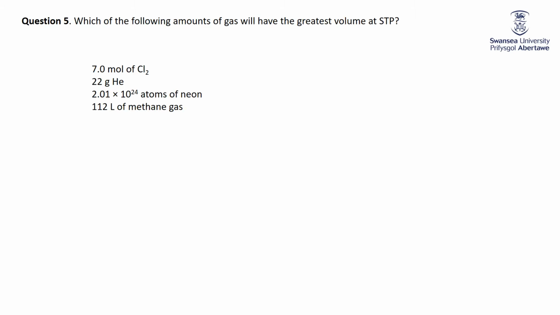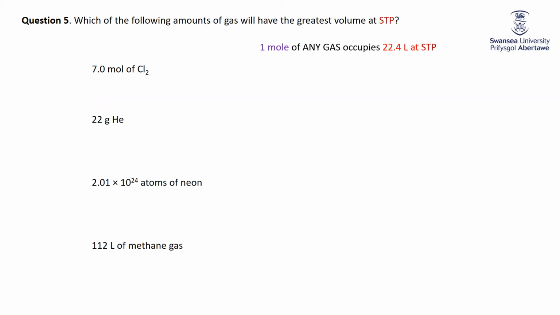So which of the following amounts of gas will have the greatest volume at STP? Well, we know that the molar volume at STP is 22.4 litres. Any gas, 1 mole of any gas occupies 22.4 litres at STP. So let's look at what we're given here. 7 moles of Cl2, well therefore the volume of 7 moles of Cl2 will be the 7 moles that were given times the 22.4 litres that 1 mole of any gas occupies. So 7 moles of Cl2 occupies 7 times 22.4, 156.8 litres.